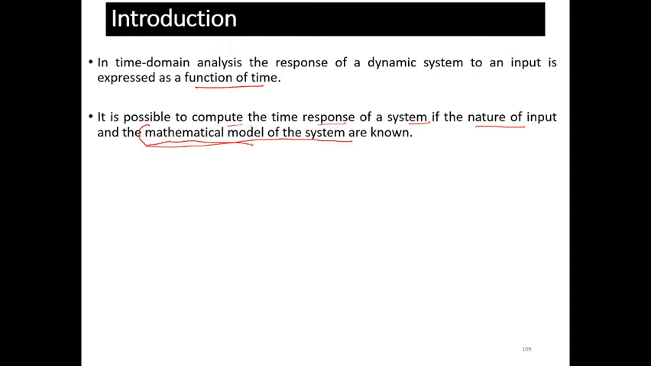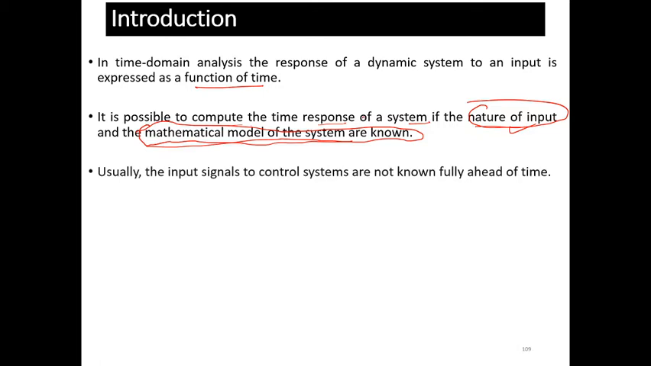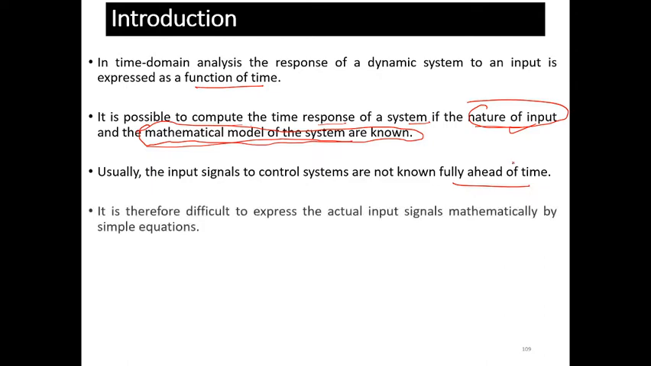So you have already gone through how the mathematical model is found, and how the nature of the input varies. We will show you in some time. The input signals to a control system are not fully known ahead of time, and it is therefore difficult to express the actual input. Very important line I'm telling you. It is very difficult to express the actual input signal mathematically by a simple equation.